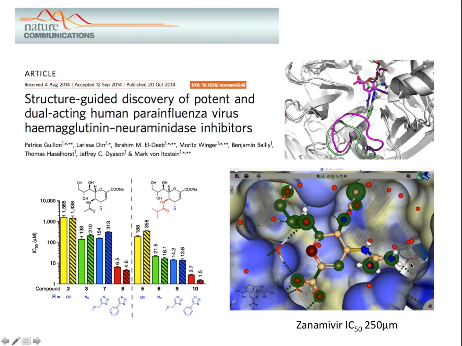So here in this example, there's this ring oxygen, which is red, but this is the case for most carbohydrates actually, and so there's not much that one can do here, because very often this is a key oxygen. But it looks pretty good. So essentially, it's all green. So this Zanamivir, although it's only a 250 micromolar inhibitor for the parainfluenzavirus hemagglutinin neuraminidase, actually shows good scores here in the CSAR display.